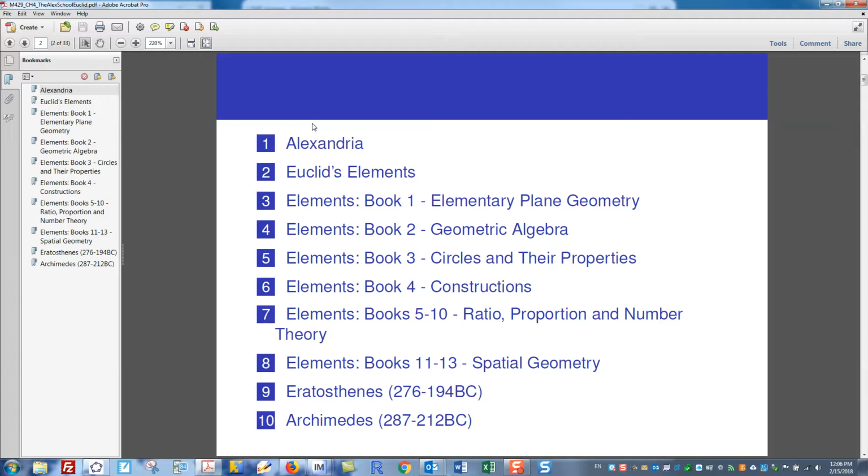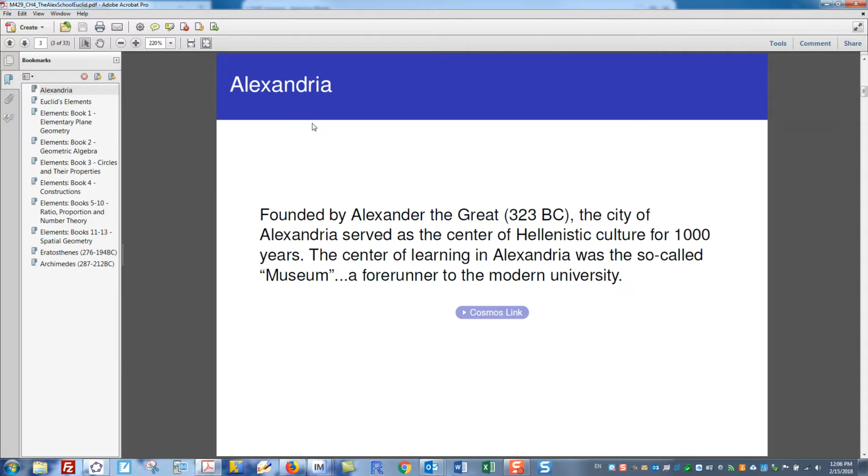The end of the chapter does a little bit of work on two other important mathematical figures from around the time of Euclid, who came after Euclid, I should say, Aristophanes and Archimedes. So let's talk first about Alexandria.